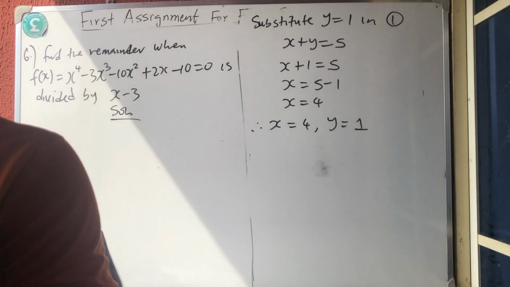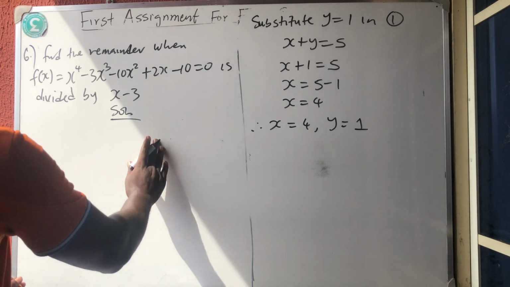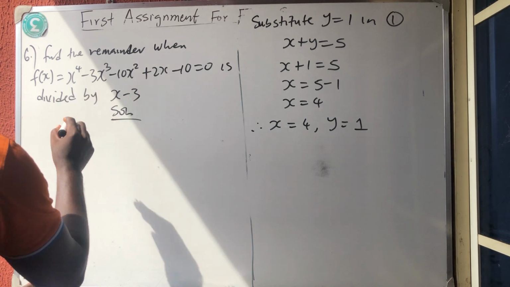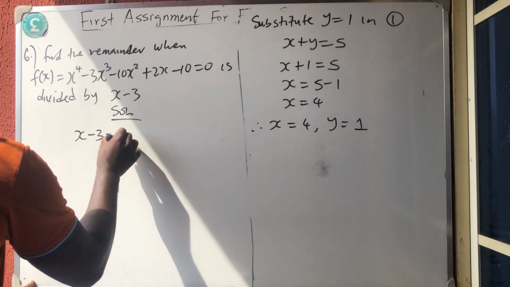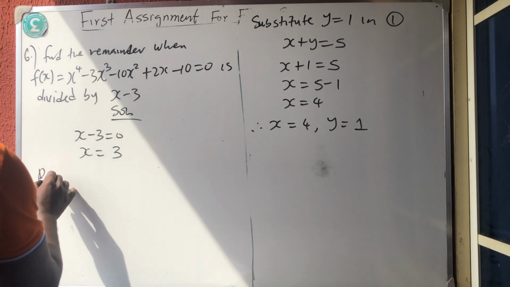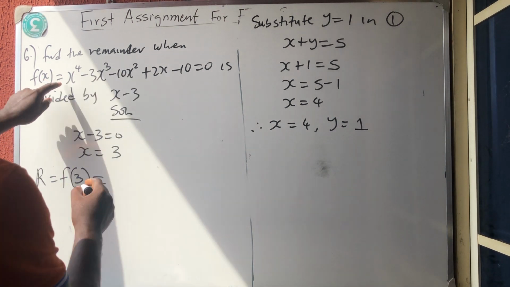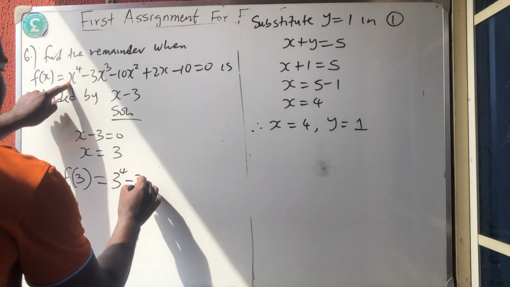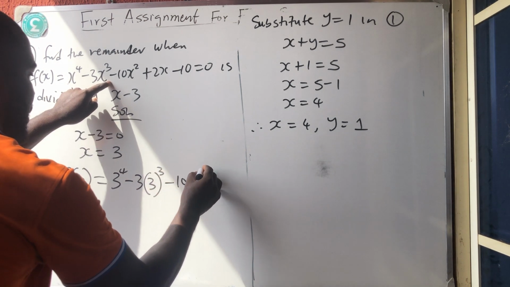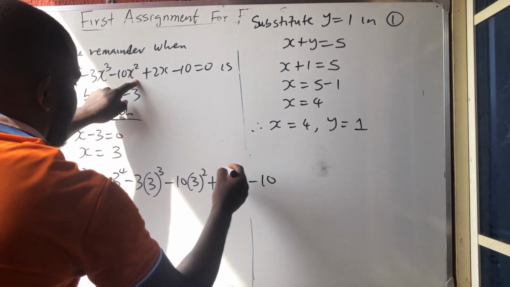The remainder theorem said if a polynomial is being divided by another linear polynomial, okay, that the remainder is simply to substitute x to be the constant here. So just say x minus 3 is equal to 0 to imply that x is equal to 3. So the remainder is simply f of 3, which is equal to what? Anywhere you see x, put 3, which is 3 raised to power 4 minus 3 into 3 raised to power 3 minus 10 into 3 raised to power 2 plus 2 into 3, then minus 10. Okay, let's get the answer.